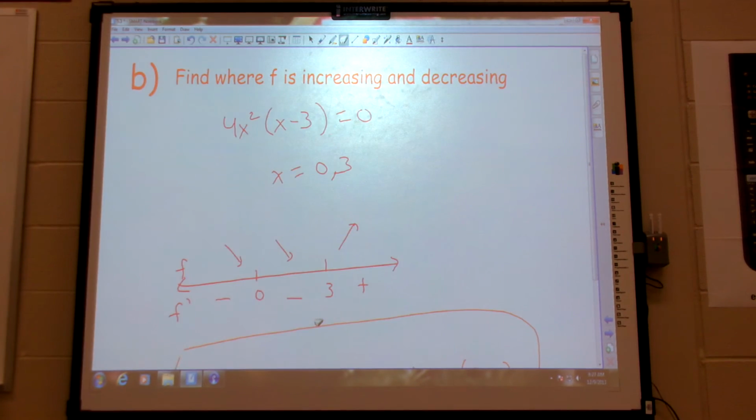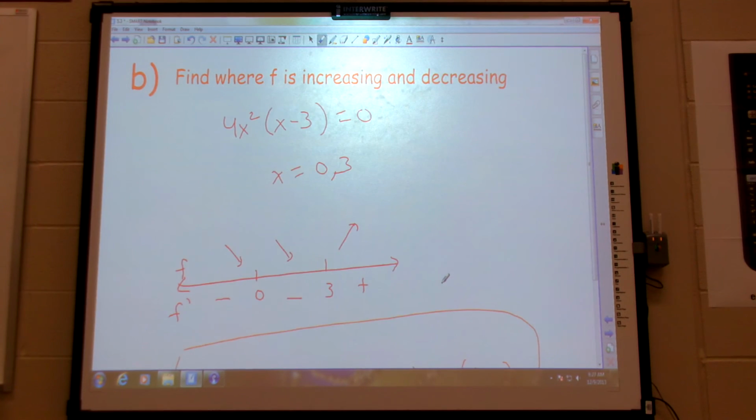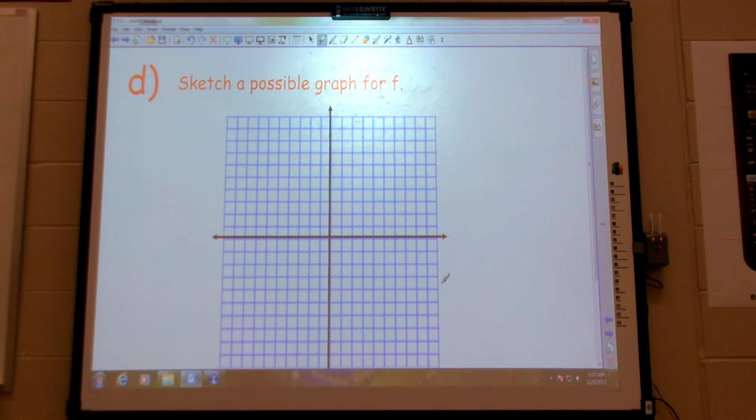If I go back here, I know at 0 there's a saddle, and at 3 there's a min, right? And sometimes it helps to sketch a little bit, then erase, sketch, erase, sketch, erase. Okay? So somewhere along 0 there's a saddle, and somewhere along 3 there's a min. So I'm going to make it easy and put my saddle at 0, 0. I could put it anywhere though. I'm going to make my min be lower.